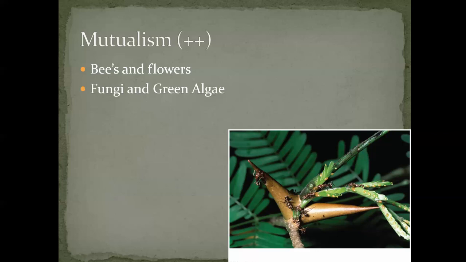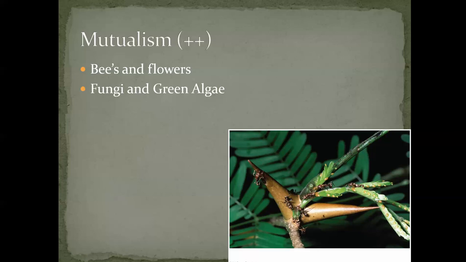So when you have two organisms benefiting, it's a type of symbiosis known as mutualism. Mutualism is when one organism benefits and so does the other. So when a bee pollinates a flower, the flower is pollinated and the bee gets nectar. They both benefit. When fungi and green algae live together in a lichen, that is a mutualism. The algae gets a habitat to live in, the fungus gets food to eat. Other examples include this tree here with ants living in its thorns. They get a place to live and they protect the plant from invaders. Mutualism.